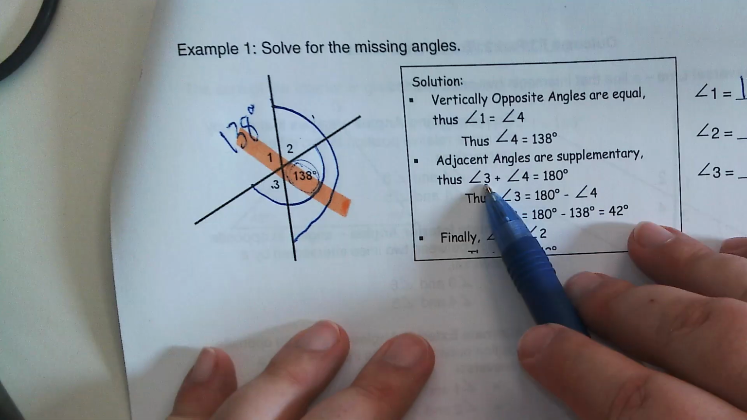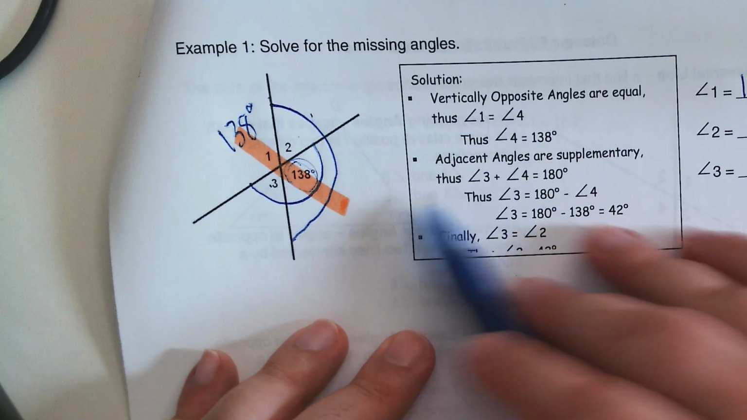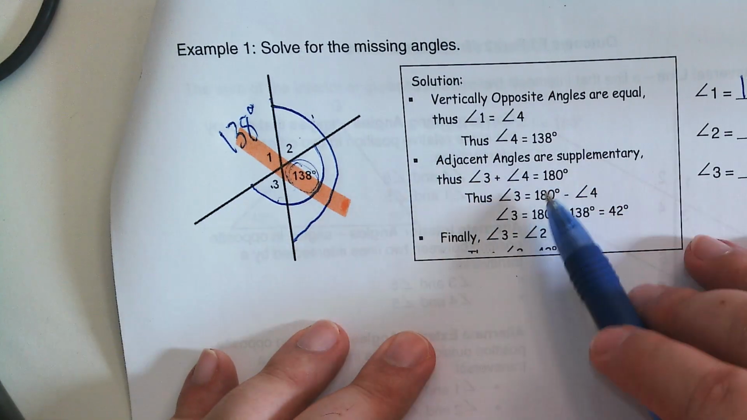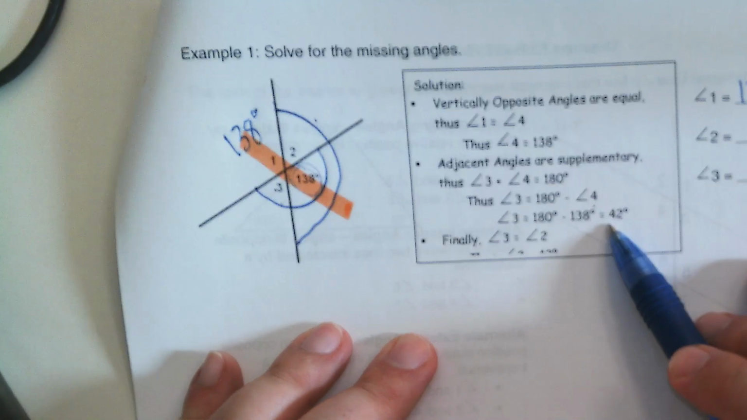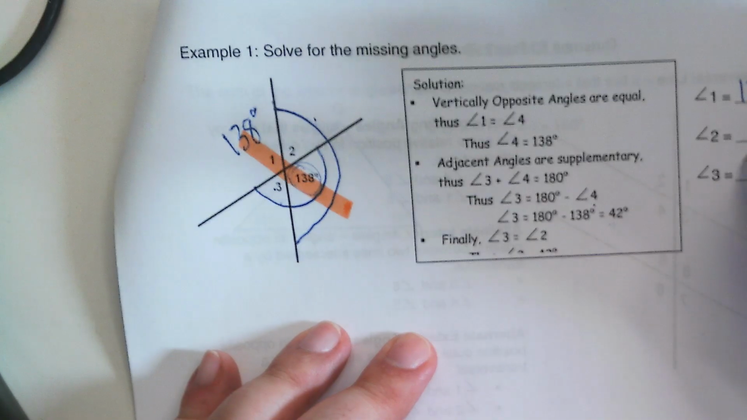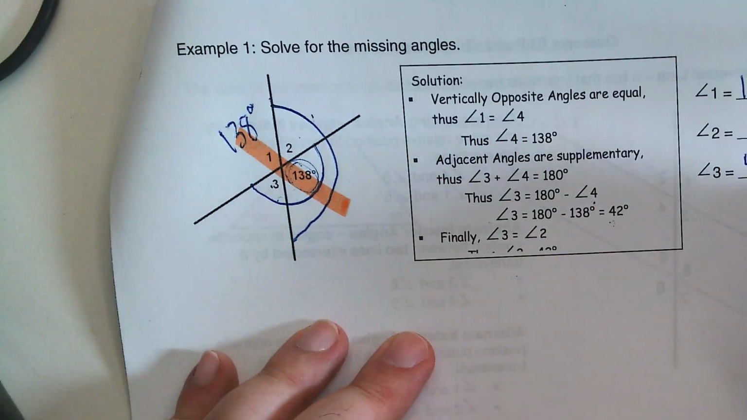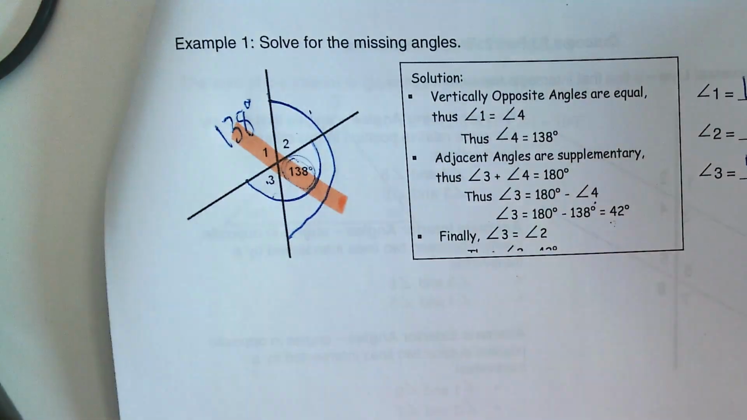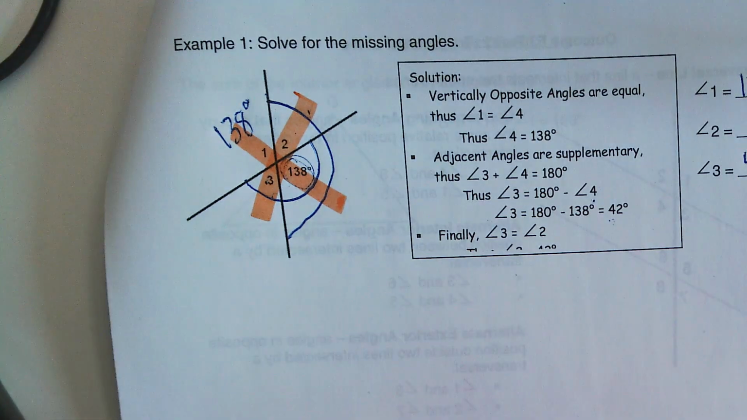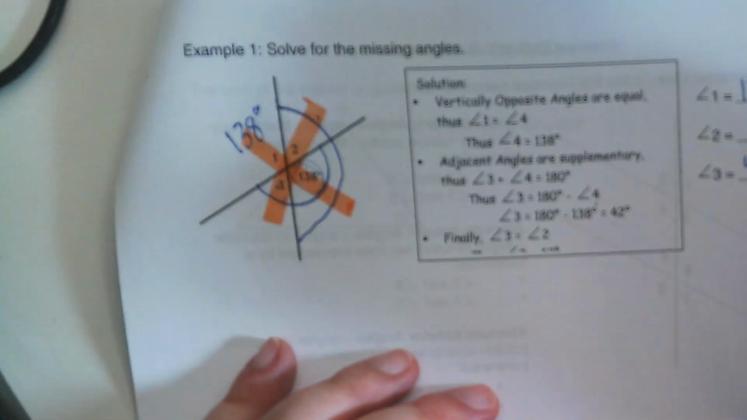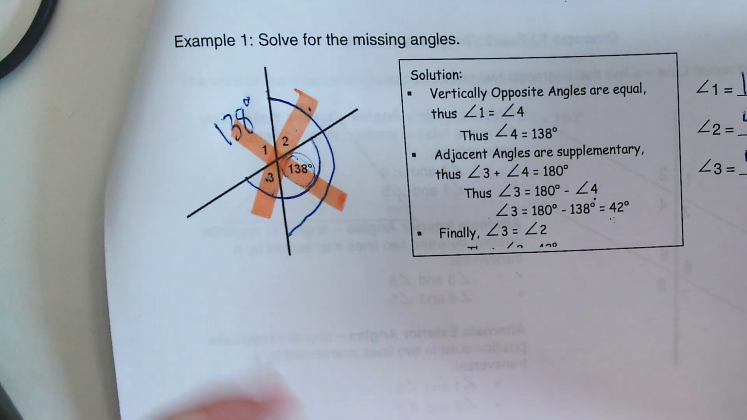So it says right here, angle 3 plus angle 4 is equal to 180. So to find angle 3, we're going to do 180 minus this 138, and we get 42 degrees. So angle 3 is 42 degrees. And then because 2 and 3 are vertically opposite, again, they're across from each other at that point, that means angle 2 also has to be 42 degrees.